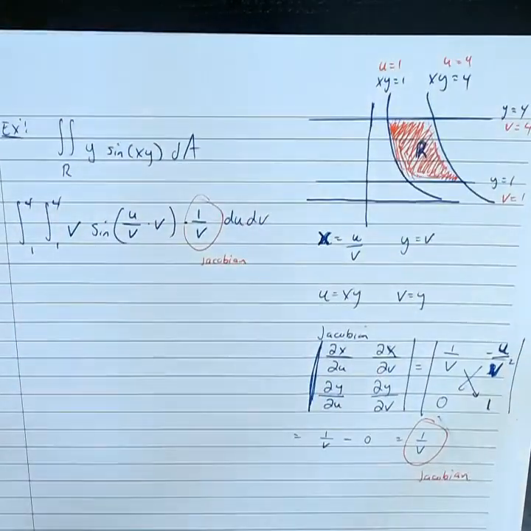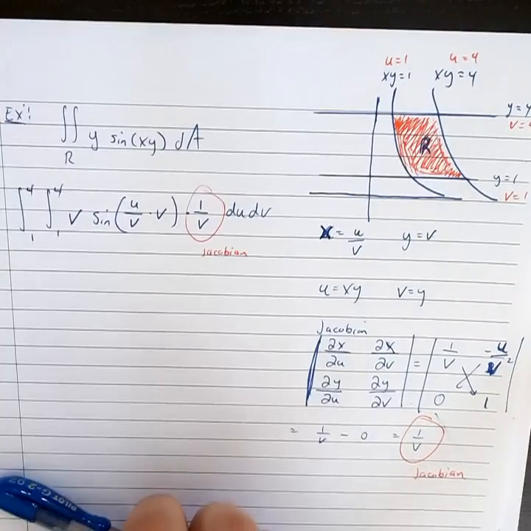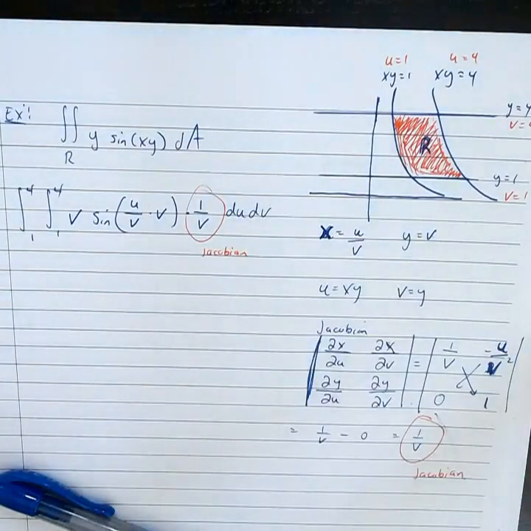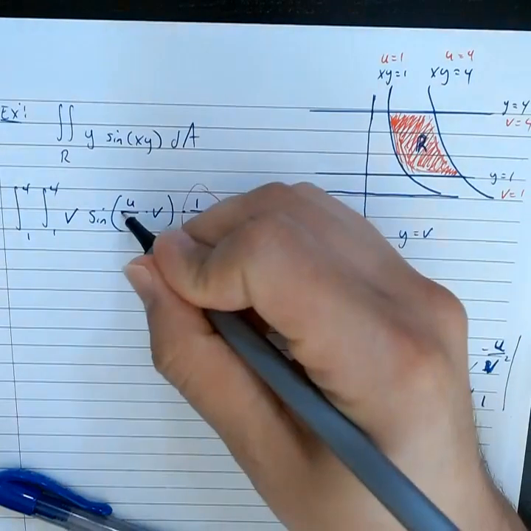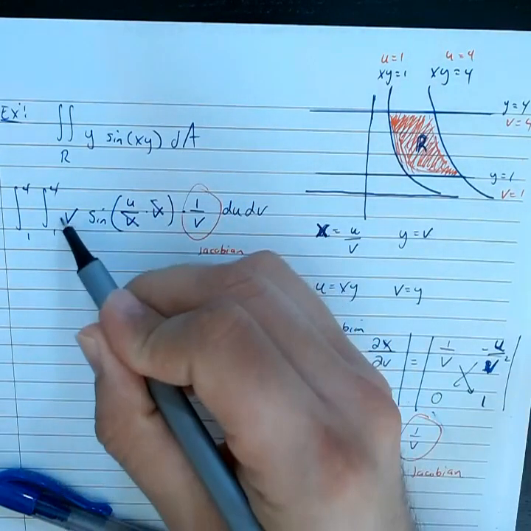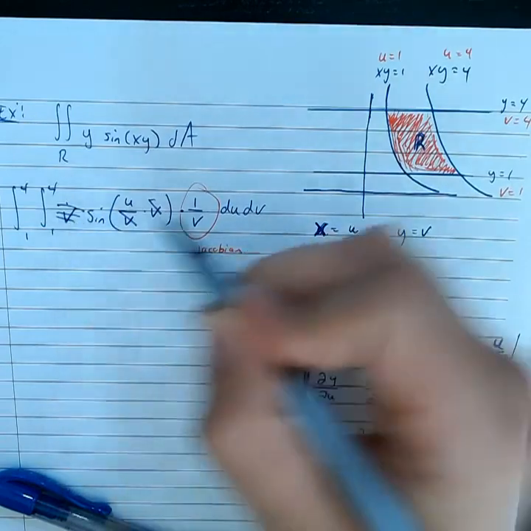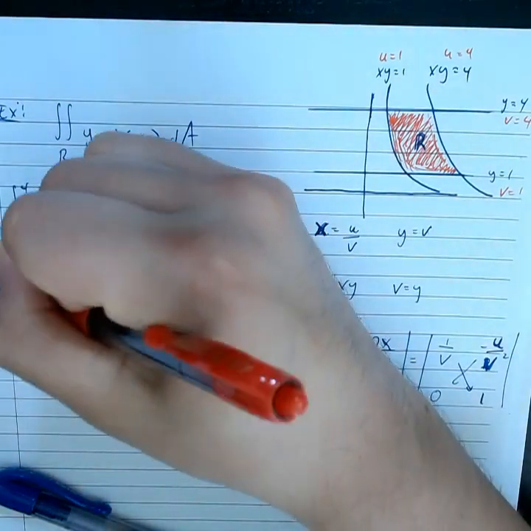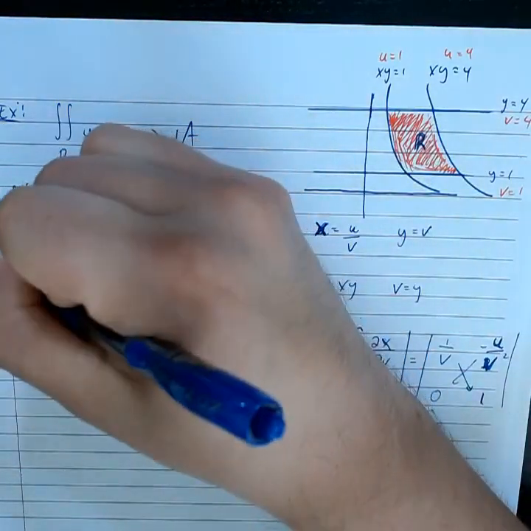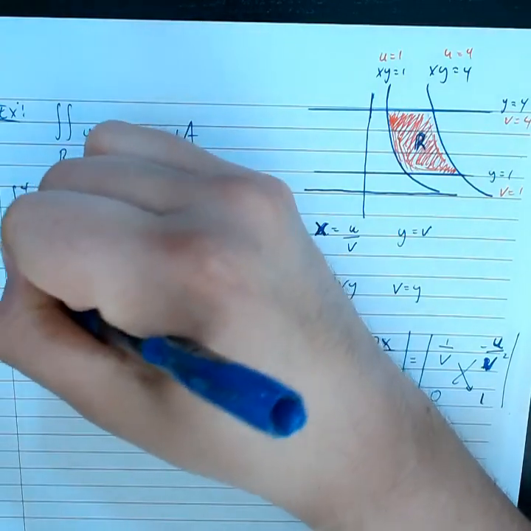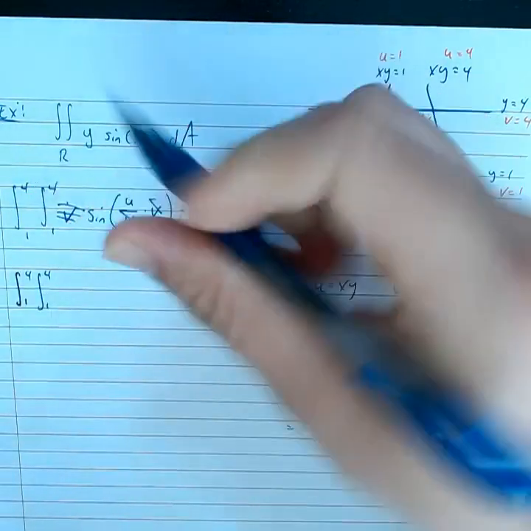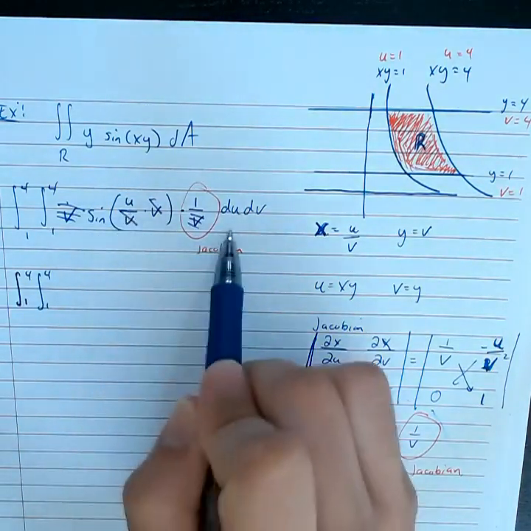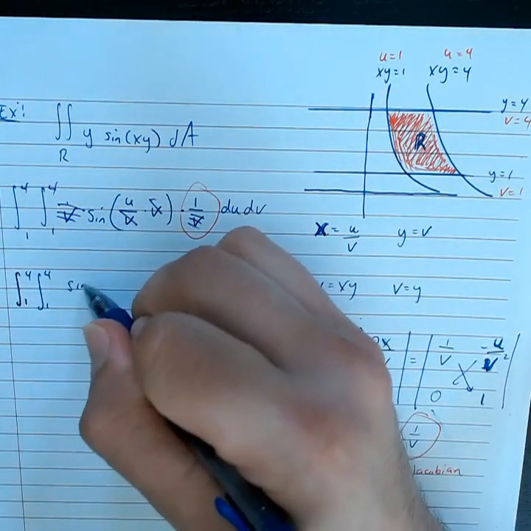And there we go, there's our setup. Notice that a bunch of things simplify here. I can now take these and divide: v over v, same thing over here, this v over this v. And now we're left with a very, very simple integral, namely the integral from 1 to 4 of the integral from 1 to 4 of sine of u du dv. That's all that's left.